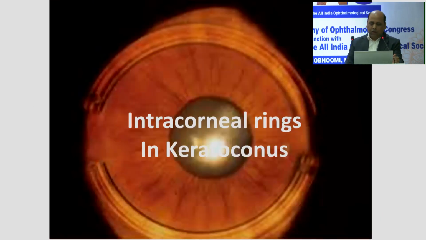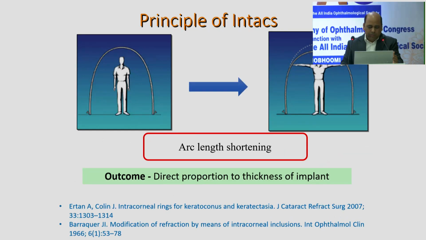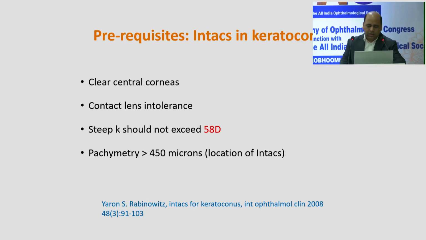The next augmentation procedure for keratoconus eyes is intacts, or intracorneal ring segments. These are PMMA segments, and they come in different sizes, and you can combine them based on your need or on the patient's cornea profile. It basically works on the principle of arc length shortening, which means the outcome is directly proportional to the thickness of the implant. If you put a thicker implant, the flattening will be more. It comes in two designs, regular rings or SK rings.